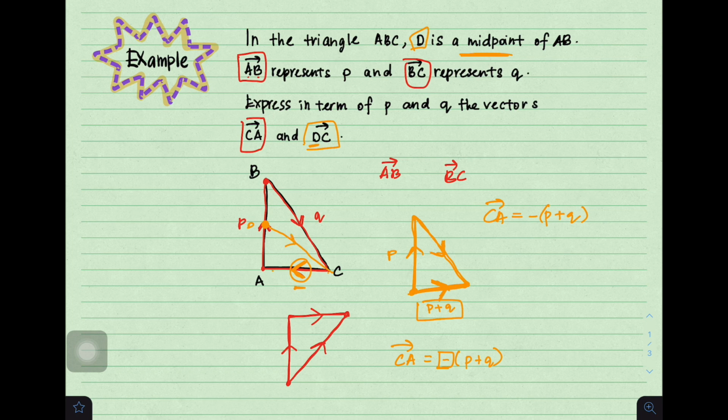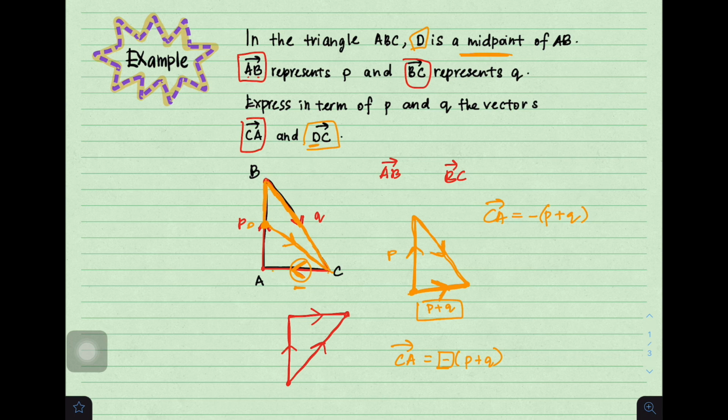D to C is here. So how come you get this vector? Okay, you see, this one is the initial point. You just need to add this vector and this vector. You will get this D to C vector. You already know that this one, the long one here, is Q. But what is the short one here?